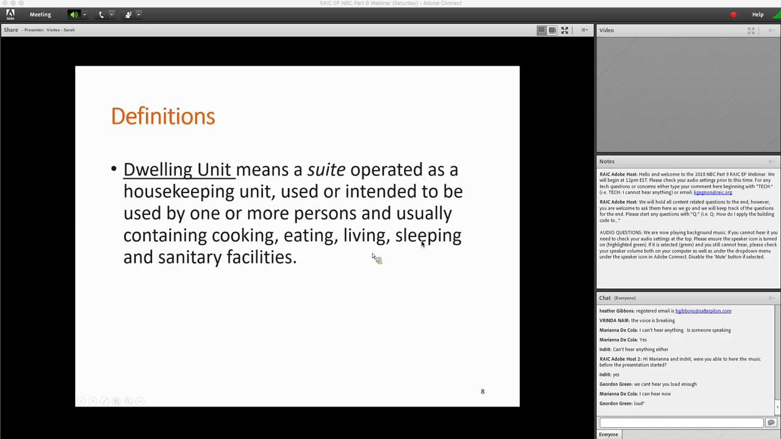Another definition I've put in here is that of a dwelling unit. And I put this one in especially. I didn't put in every definition, but this is something that comes up. There are different requirements for dwelling units as opposed to other portions of the building. So a dwelling unit is defined as a suite operated as a housekeeping unit. And so you have facilities for cooking, eating, living, sleeping, and sanitary. So there are some different requirements for dwelling units, so that's why I included that one.